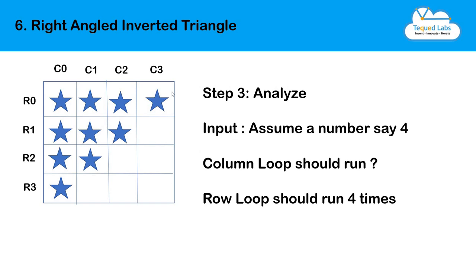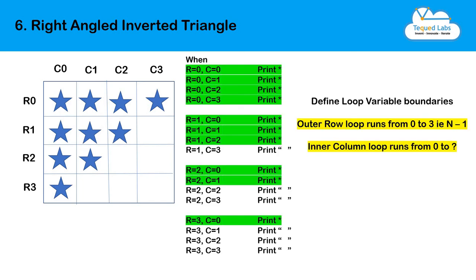So let us assume that the input n is equal to 4. The row loop, which is the outermost loop, should run 4 times, and the column loop should also run 4 times. Now let us examine the relation between them.